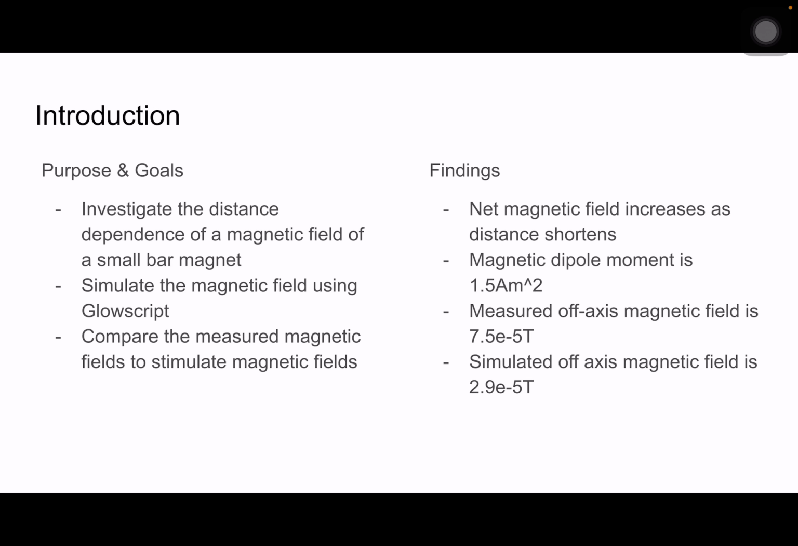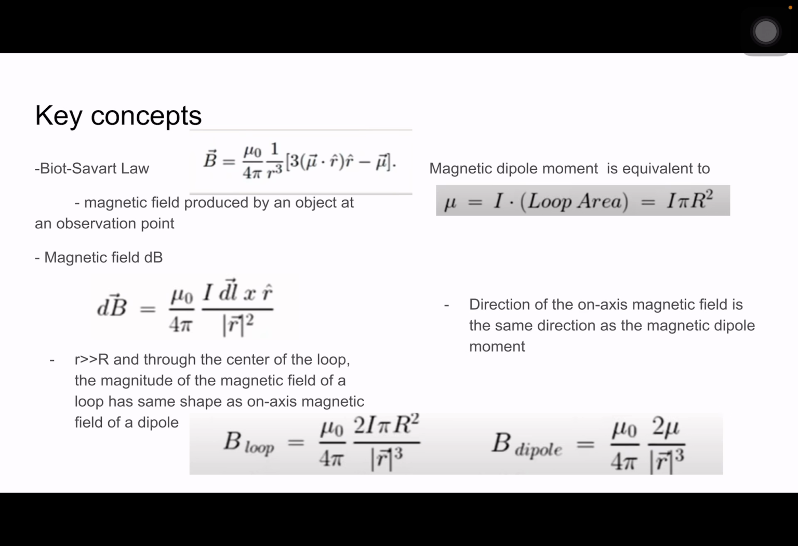Our findings were that the net magnetic field increased as the distance shortened, and the magnetic dipole moment was 1.5 A·m². The measured off-axis magnetic field was about 1.5 × 10^-5 teslas, and the simulated off-axis field was about 2.9 × 10^-5 teslas.